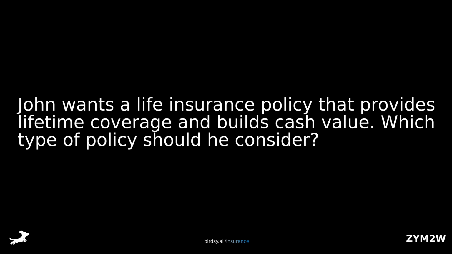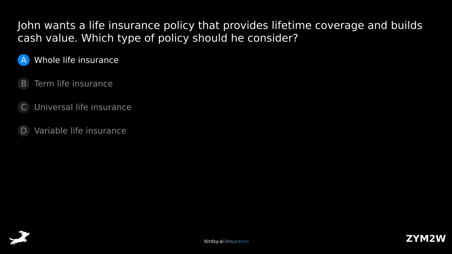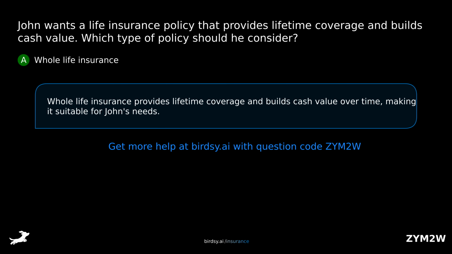John wants a life insurance policy that provides lifetime coverage and builds cash value. Which type of policy should he consider? Is it A, whole life insurance, B, term life insurance, C, universal life insurance, or D, variable life insurance? The answer is A, whole life insurance. Whole life insurance provides lifetime coverage and builds cash value over time, making it suitable for John's needs.